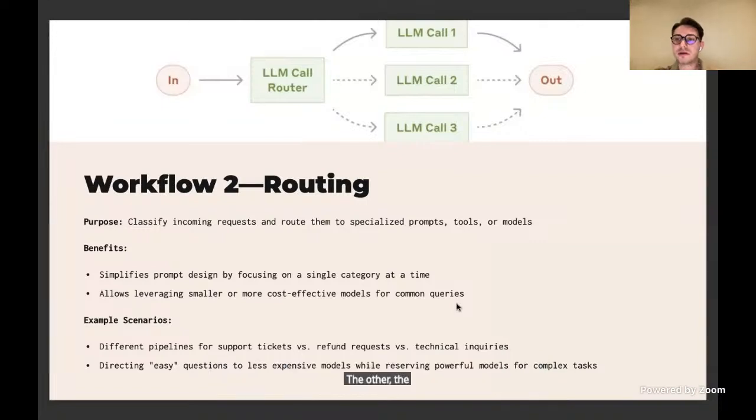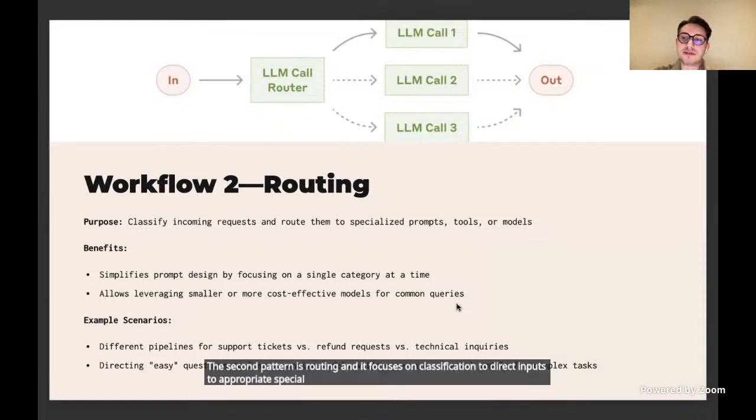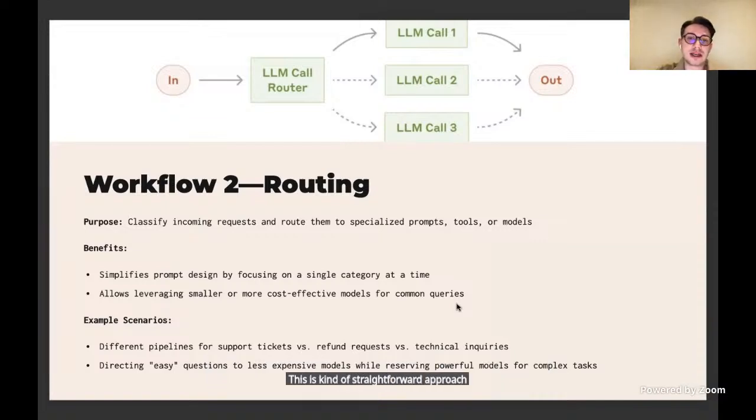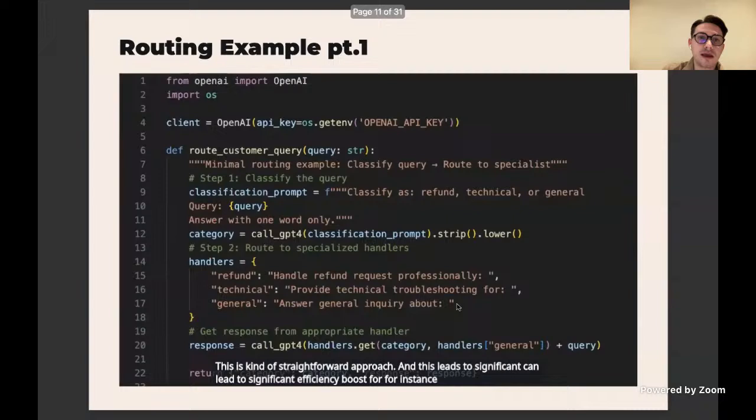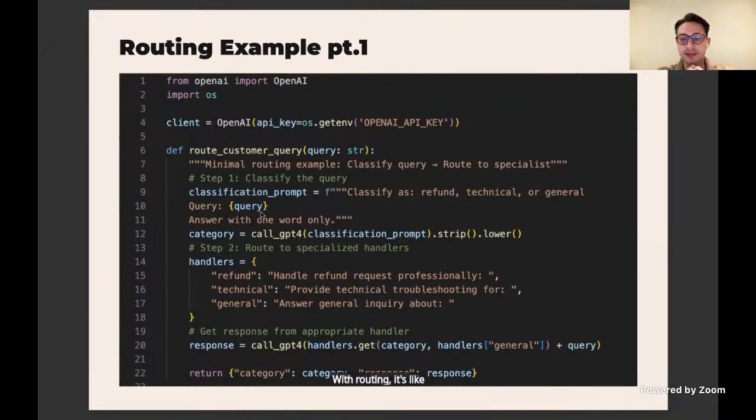The second pattern is routing, and it focuses on classification to direct inputs to appropriate specialized processes. This might involve different LLM prompts for various query types, or allocating simpler tasks to more efficient models, while routing complex queries to more capable ones. This is a kind of straightforward approach, and it can lead to a significant efficiency boost. For instance, here is the example, and with routing, it's like we use the if-else pattern, but on the level of LLMs.